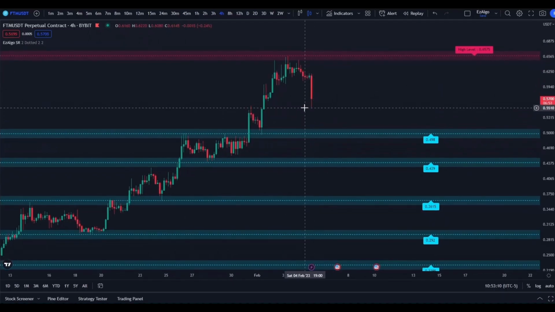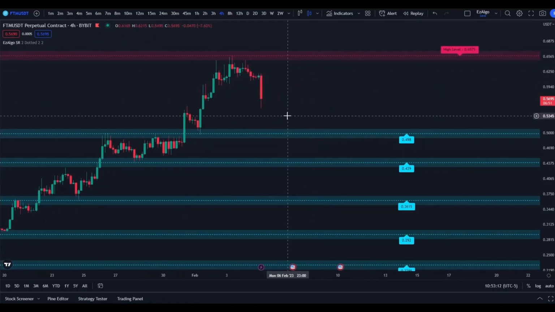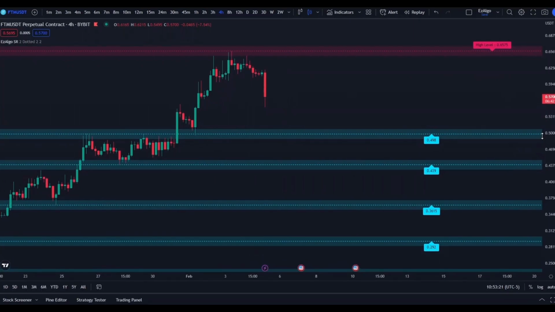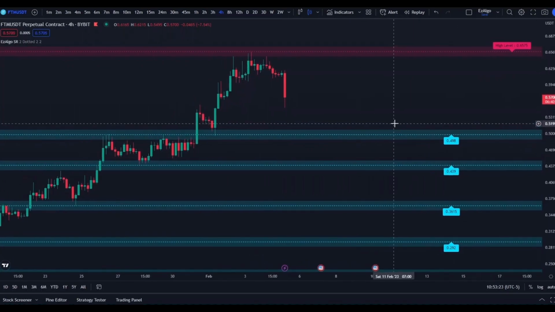So the first thing you want to do, like I said, is go to the 4 hour time frame. We've already established that price is in an uptrend, so we're only going to be looking for long positions. The next thing we want to do is look for a key EzAlgo support level.